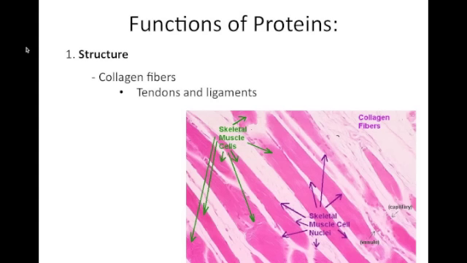And you can see those white areas in the picture, those are actually the collagen fibers. Strong structural proteins. The other part of the picture is muscle fiber. Again, lots of protein making up that muscle.